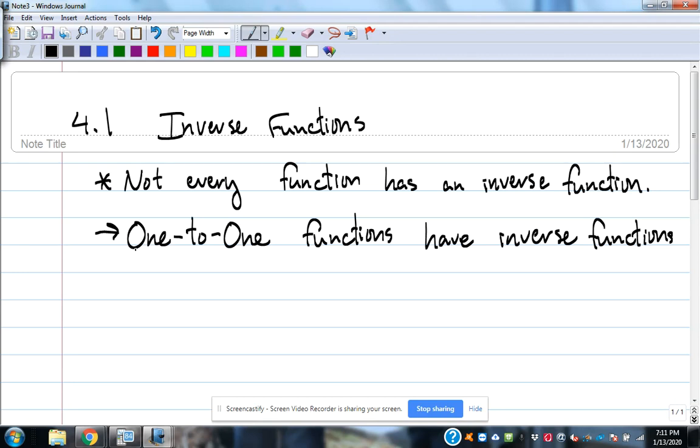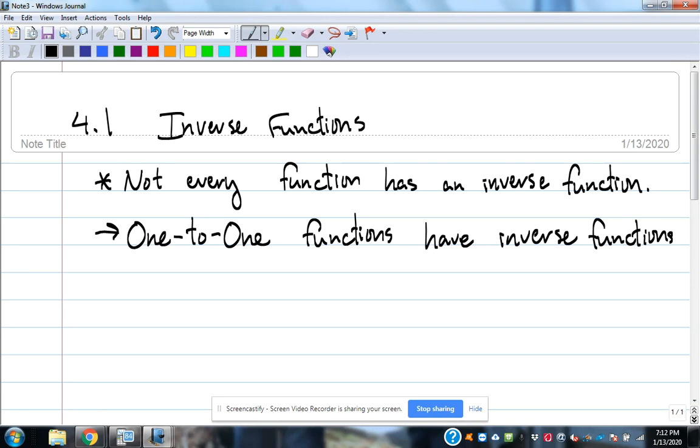One-to-one functions means, the rule for functions is that x's can't repeat. To be a one-to-one function, x's can't repeat and y's can't repeat. Neither. That's a one-to-one function. So not every function is one-to-one. Not every function has an inverse function. Doesn't mean it doesn't have an inverse, just doesn't necessarily mean that inverse is a function. So one-to-one functions have inverse functions.